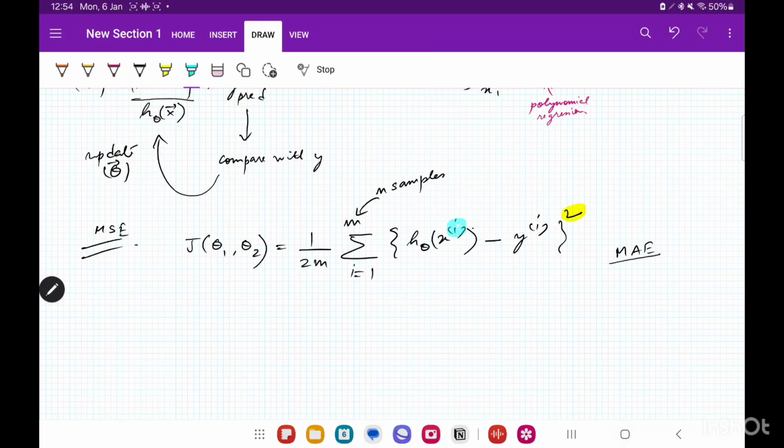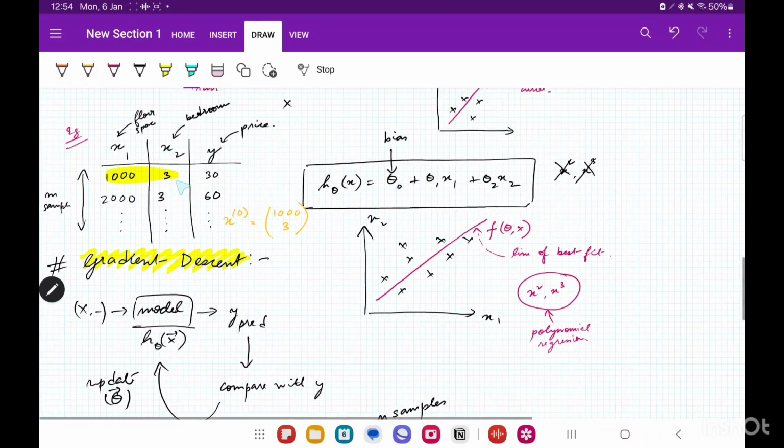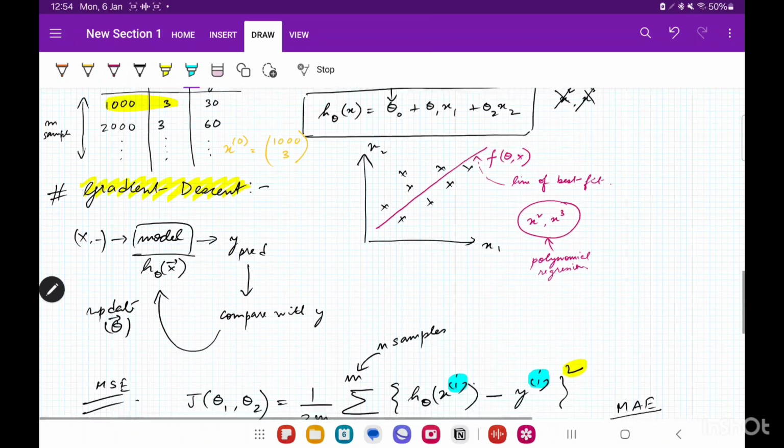One more thing about the notation, the i within the bracket in the notation represents the ith data point in the training set. For example, x of 0 would mean the vector 1000, 3.